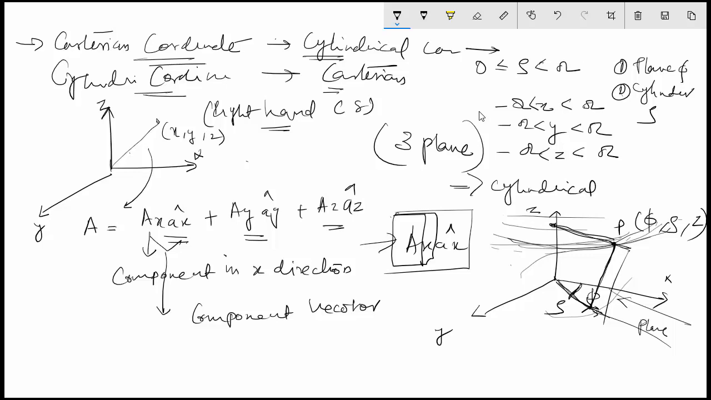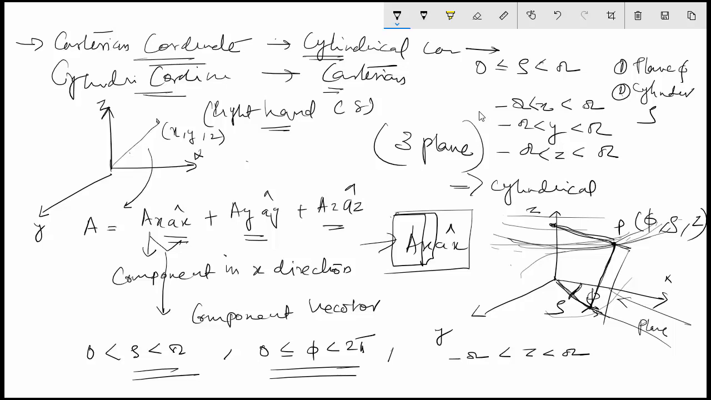Writing it here, it will be 0 to rho to infinity, and your plane will be from 0 to phi to 2 pi, and z will be from minus infinity to z to infinity. So this is how you can represent the three coordinates, and this was a basic overview which I wanted to give. Again, I have prepared a video, so you can go through that video to get the details.